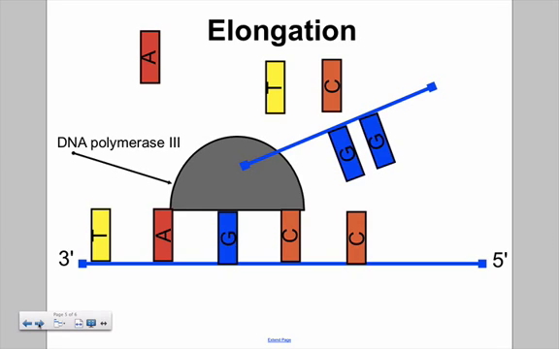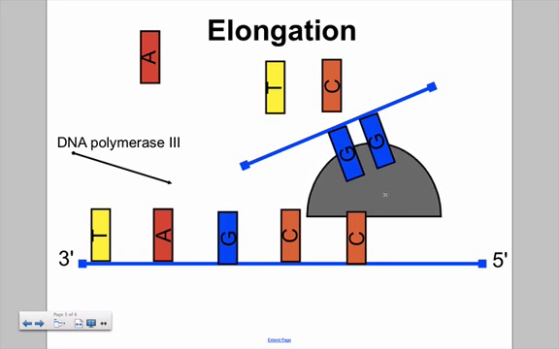Alright, the next step is when we actually read the DNA strand and we make an exact copy of the DNA. I know there's a lot going on in this picture, but just bear with me and I think you can figure it out. So after DNA helicase comes in and unzips the DNA, there's another enzyme that comes in and it's called DNA polymerase III. The job of DNA polymerase III is to make more DNA, or make an exact copy of DNA. This is called elongation.